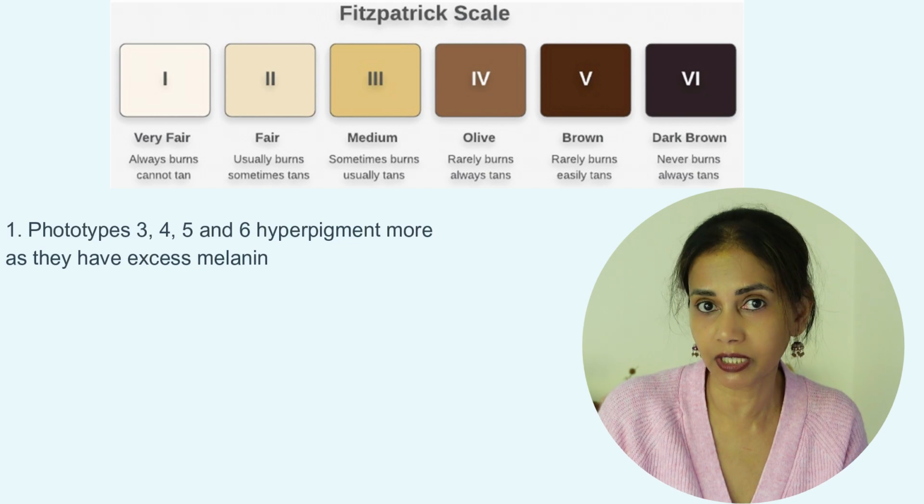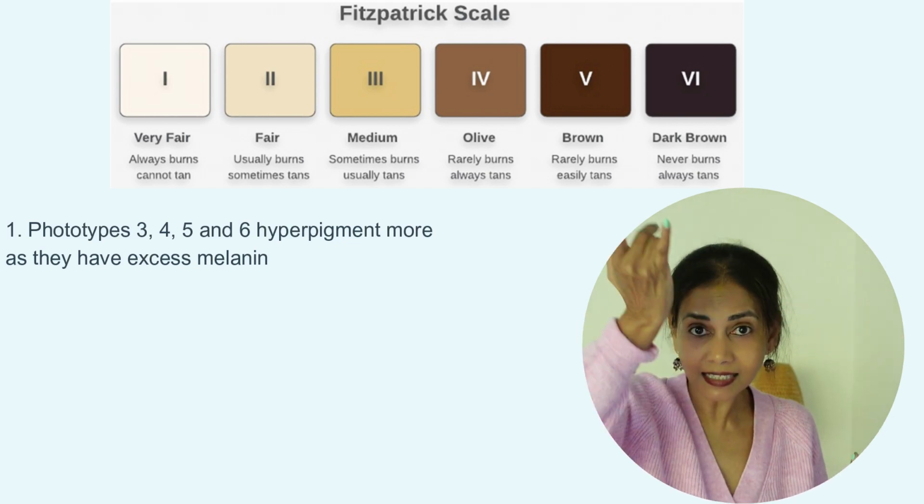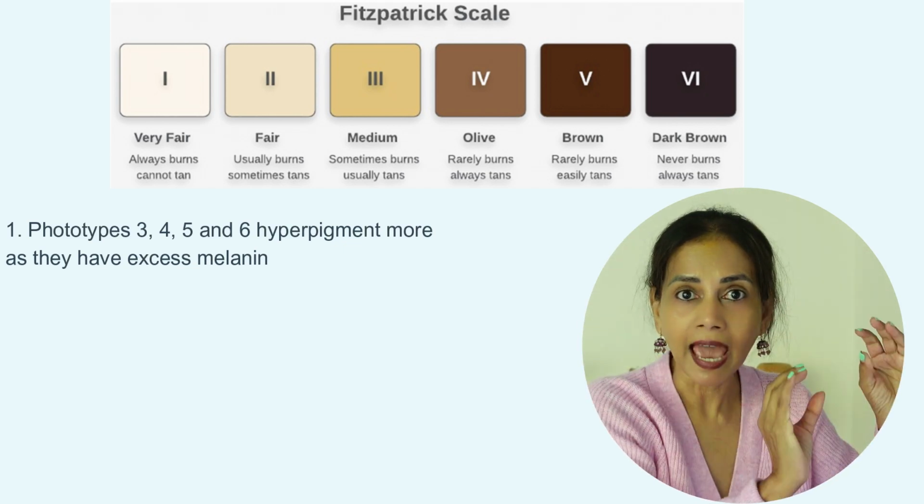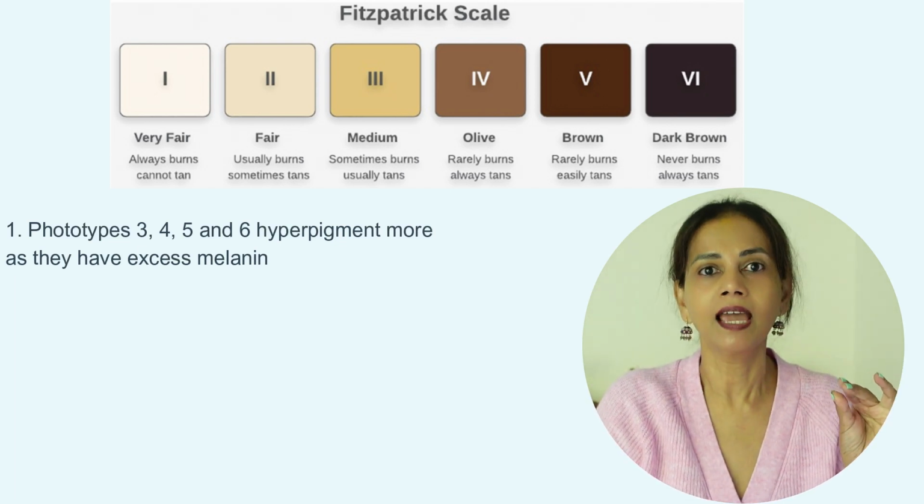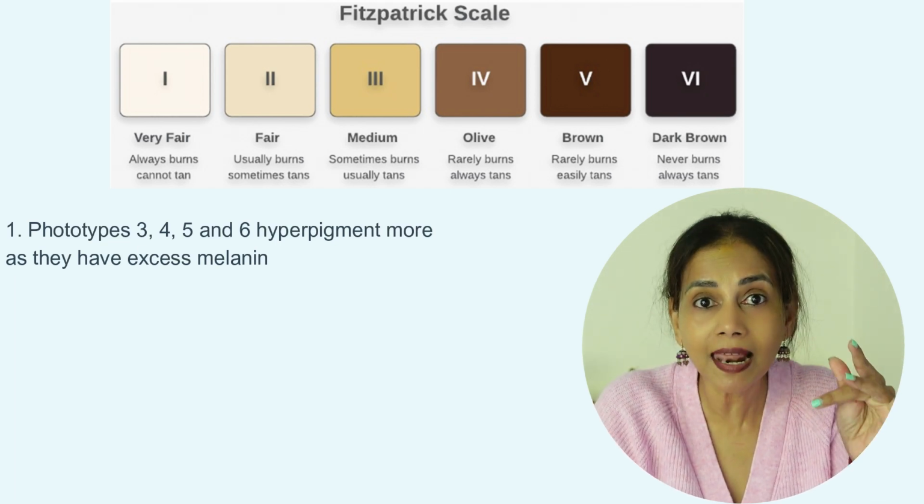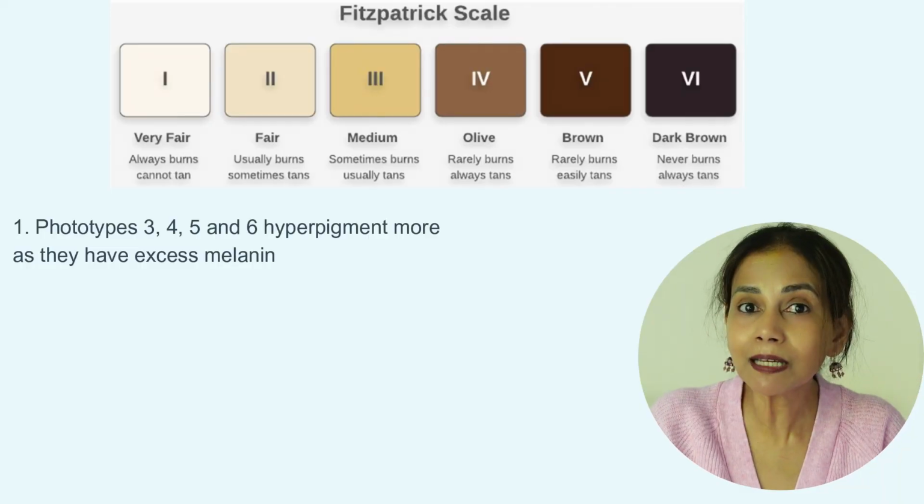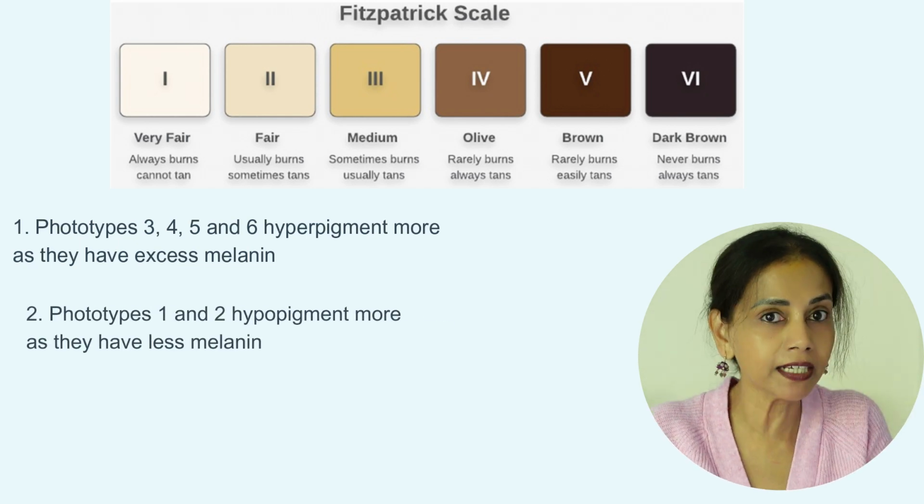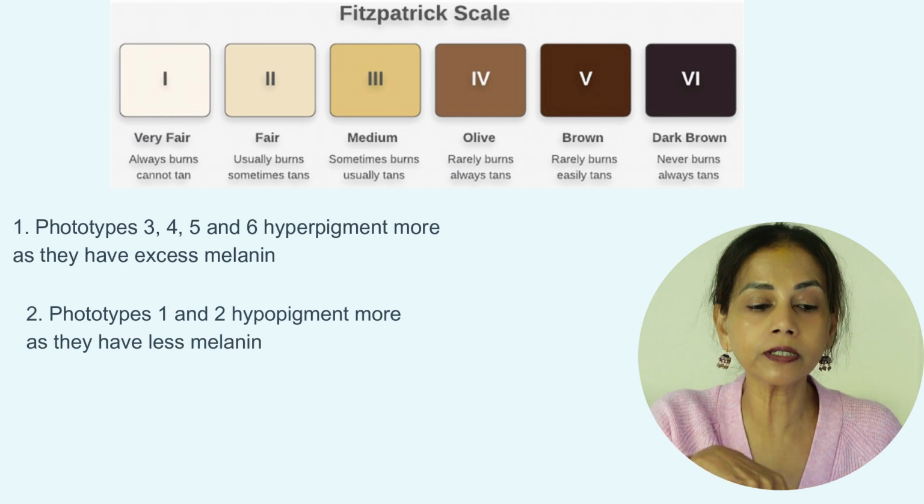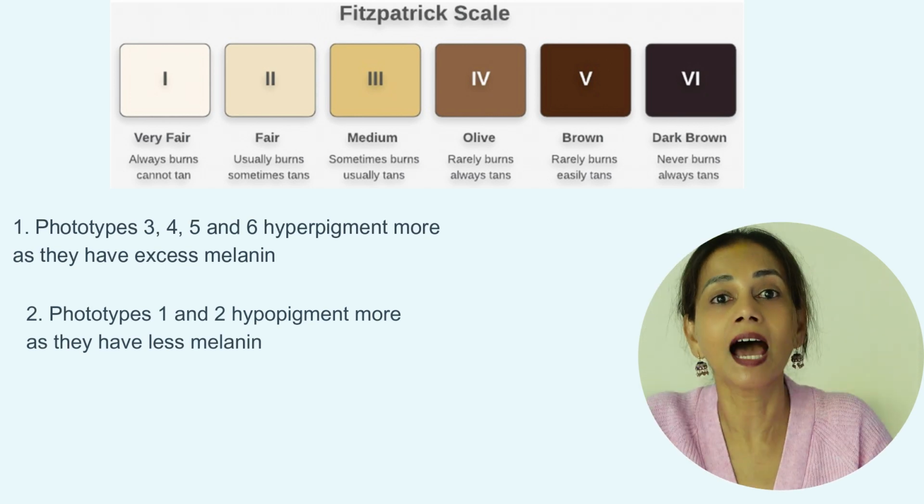That means they've got less protection. When they've got less protection, the sun's UV rays can penetrate the skin and damage the melanin-producing melanocyte cells in a section of the skin. And when those cells are damaged, melanin is lost. When melanin is lost completely or reduces drastically, that section of the skin becomes paler than the rest of the skin, because melanin is what gives the skin its color. When it becomes paler, that section of the skin is called hypopigmented. So phototypes 1 and 2 can hypopigment more. Phototypes 3, 4, 5 and 6 can hyperpigment more.